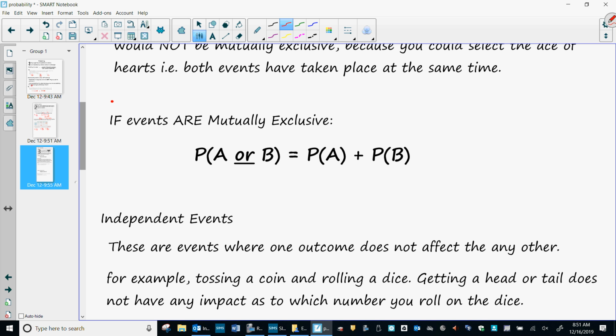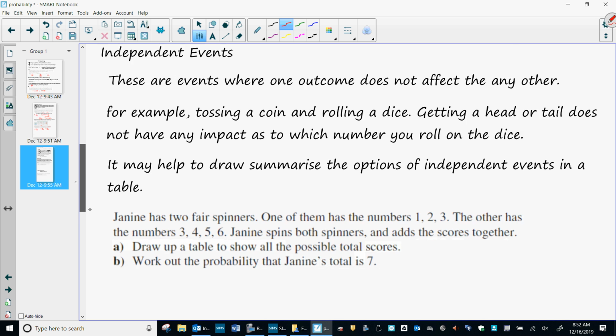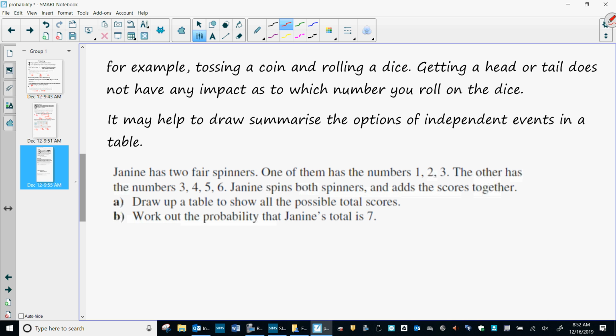So, or, you add. Independent events. These are events where one outcome does not affect any other. So tossing a coin and rolling a dice, they've got nothing to do with each other. It doesn't matter what your result is on one, depending on the other. So it maybe helps to draw summaries.